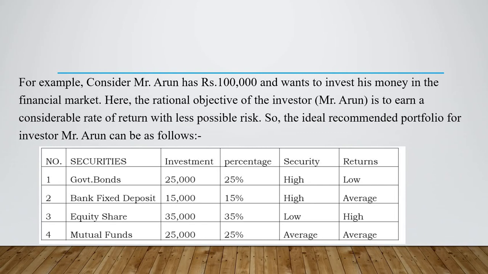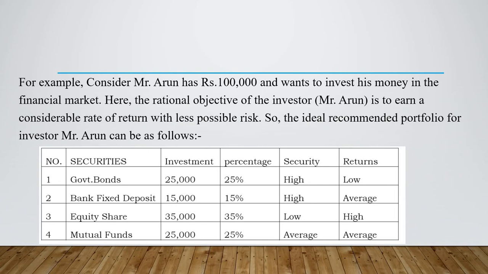Here is one table. We can see the serial number, securities, investment percentage, security and returns. There are four different options where Mr. Arun can invest his 1 lakh rupees. First, he can invest in government bonds. How much can he invest? 25% of his total amount, 1 lakh rupees into 25%, that is 25,000. This he can invest in government bonds.